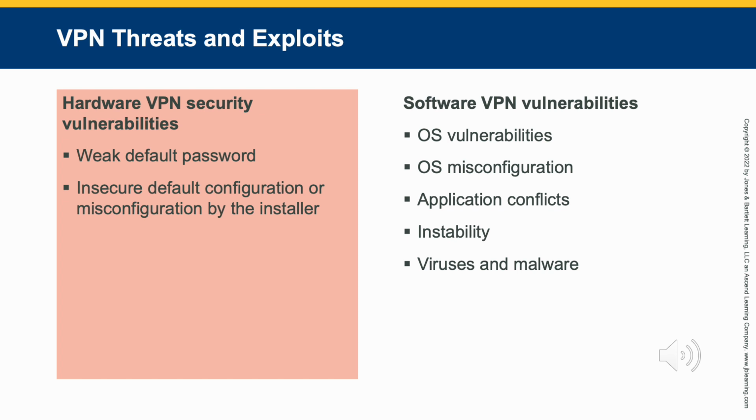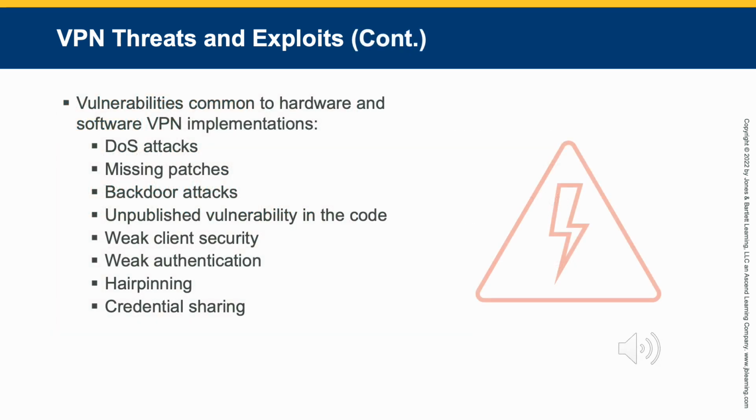VPN threats and exploits. Hardware VPN security vulnerabilities could be a weak default password, insecure default configuration, or misconfiguration by the installer. Software VPN vulnerabilities: OS vulnerabilities, OS misconfiguration, application conflicts, instability, viruses, and malware. Vulnerabilities common to hardware and software VPN implementations could be denial of service attacks, missing patches, backdoor attacks, unpublished vulnerability in the code, weak client security, weak authentication, hairpinning, credential sharing.